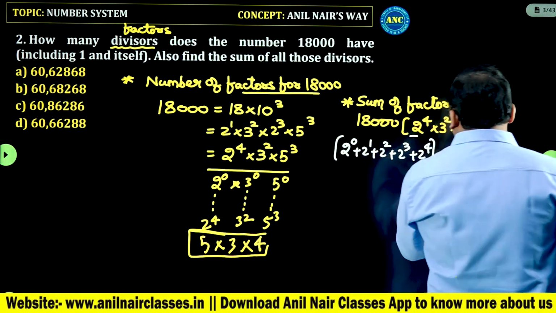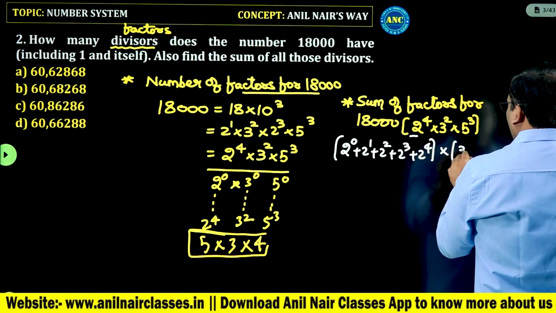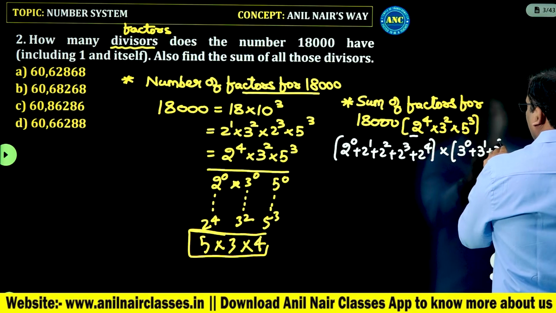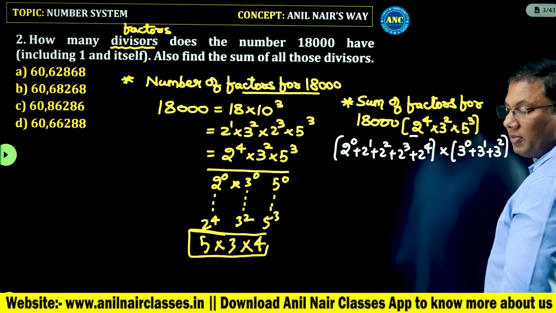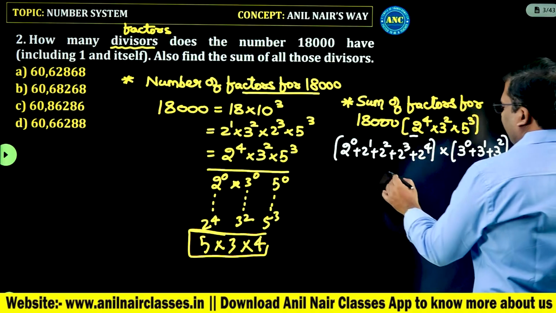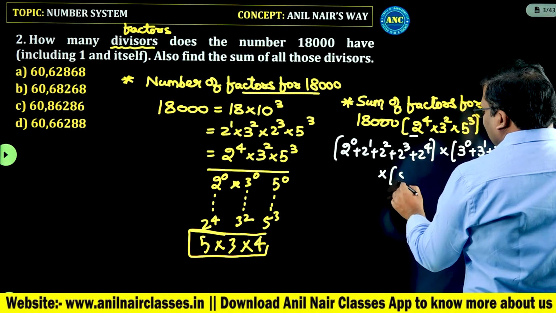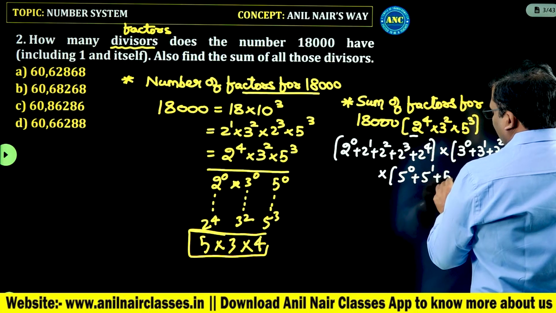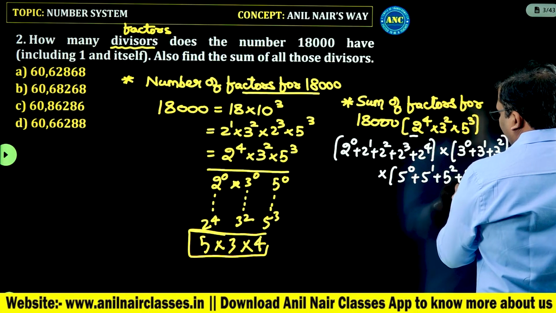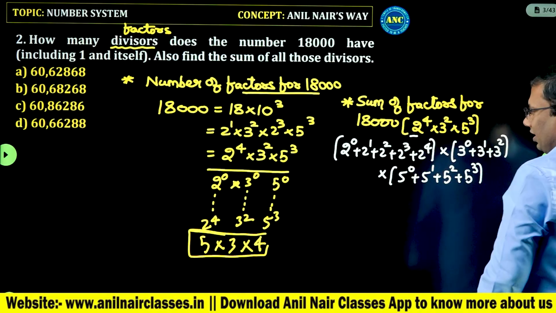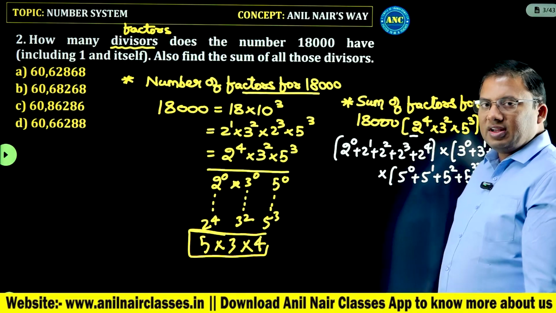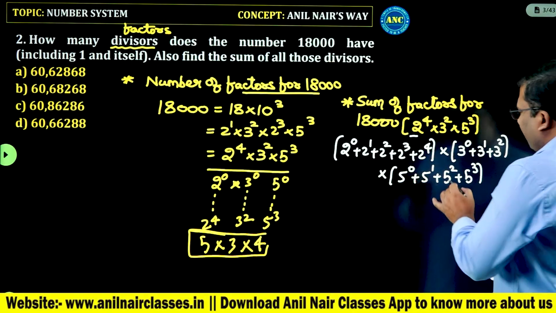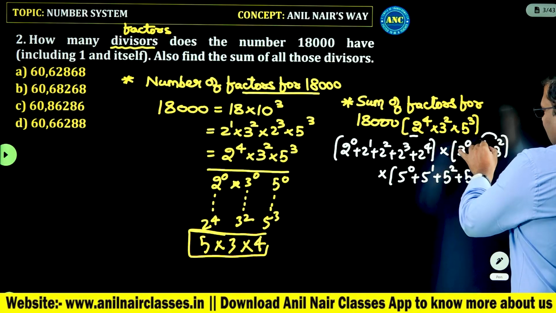Again for 3 square, it is 3 power 0 plus 3 power 1 plus 3 power 2. All the powers of 3 starting from 0 to whatever the power is. Then it is 5 power 0 plus 5 power 1 plus 5 power 2 plus 5 power 3. Whatever answer we get, that itself will be the answer. Now see here, sir. If you see, 3 square is 9.